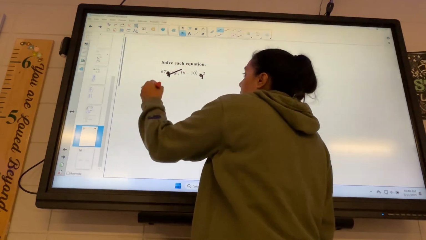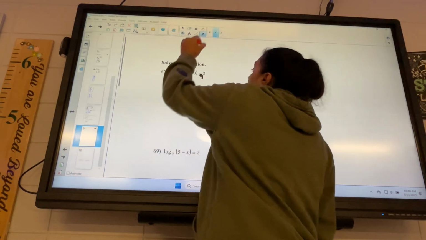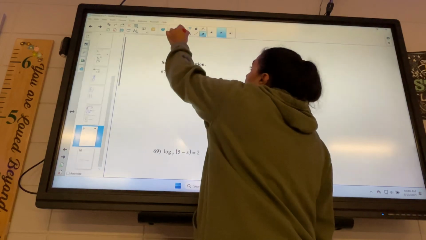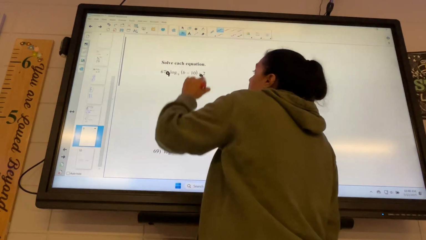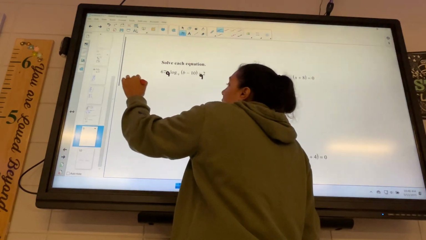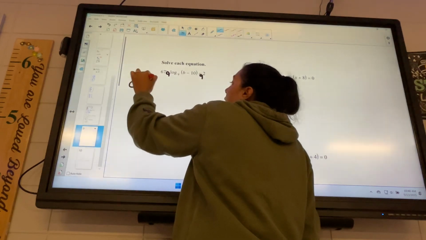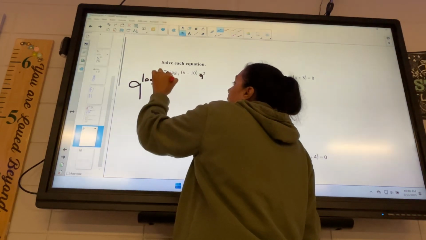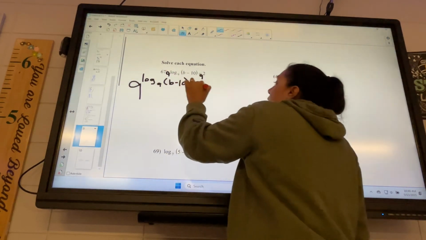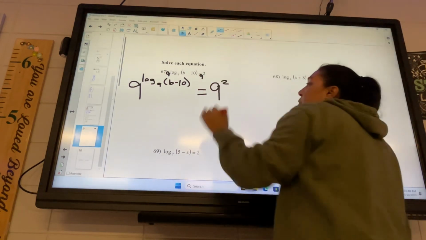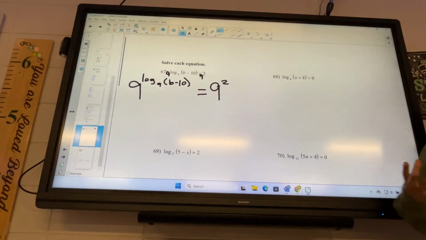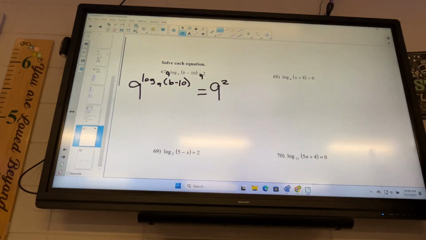Okay, I'm going to do this the slow way, rather than just crossing it off, because some of you guys got confused on your test. It really looks like this: 9 to the log base 9 of b minus 10 equals 9 to the 2 power. It took everything that was normal size and shoved it up and made it a baby. That's what happened.